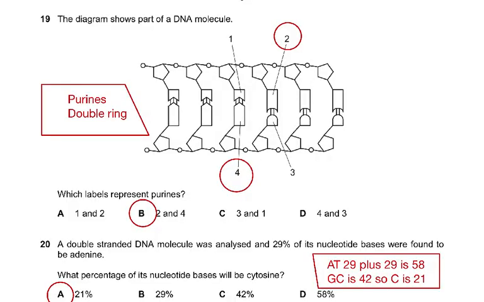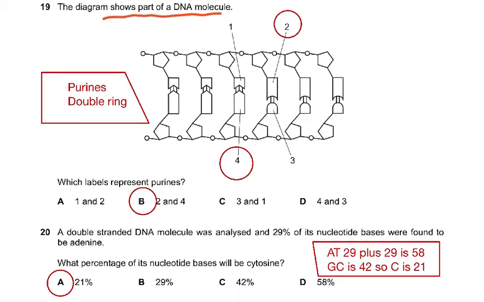Question 19, the diagram shows part of a DNA molecule. Which labels represent purines? You know purines are double ring structures. So you had to come up with what represents purines. So 1 was wrong, 3 was wrong, so it had to be 2 and 4. That is why you have to figure this out. Purines are adenine and guanine. So you have to remember this and make some sort of mnemonic to remember these.